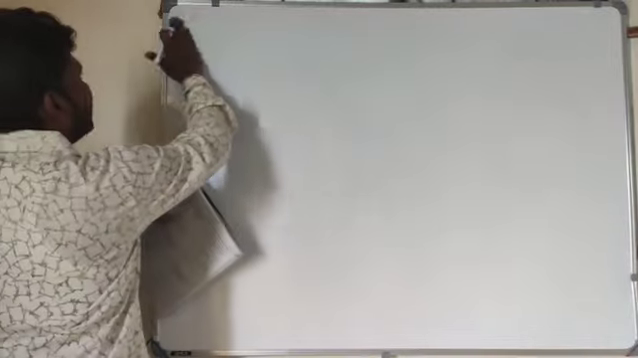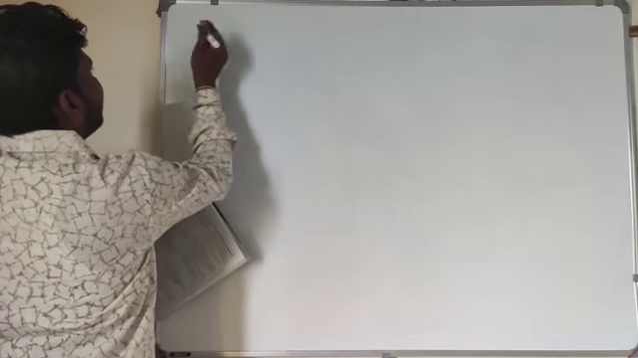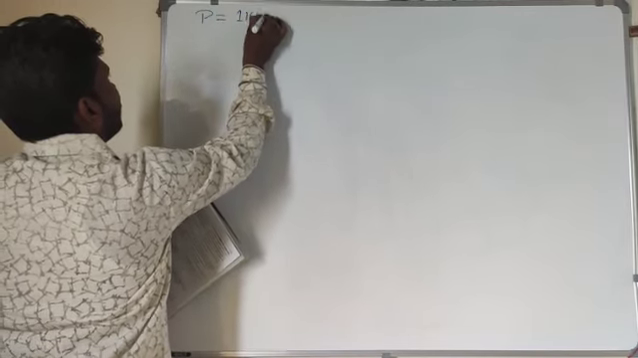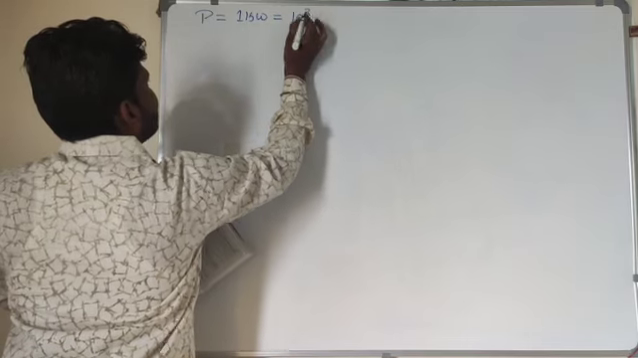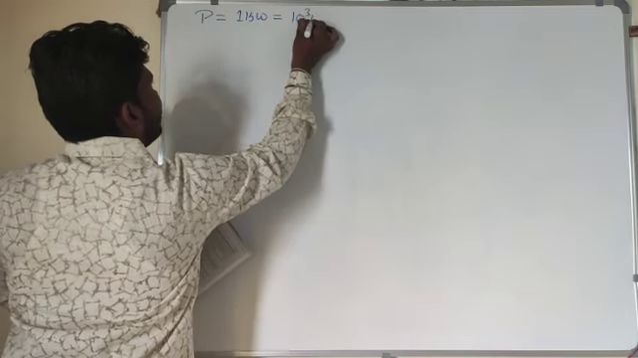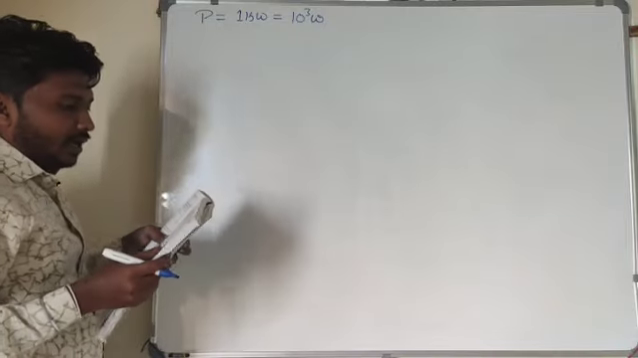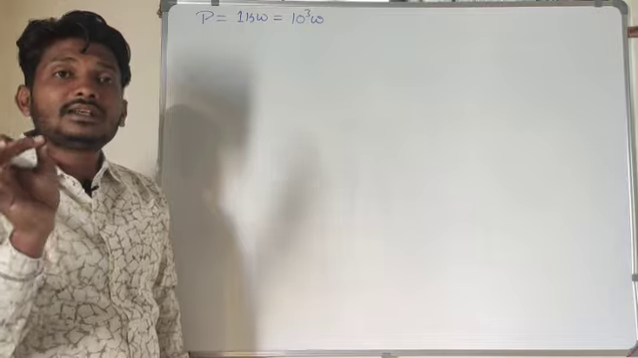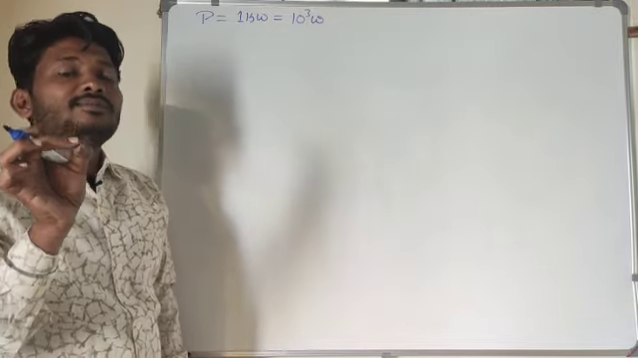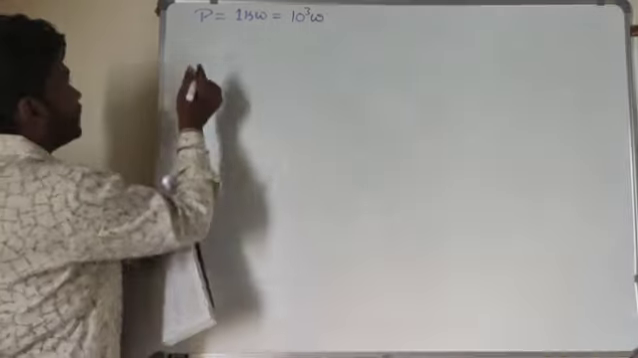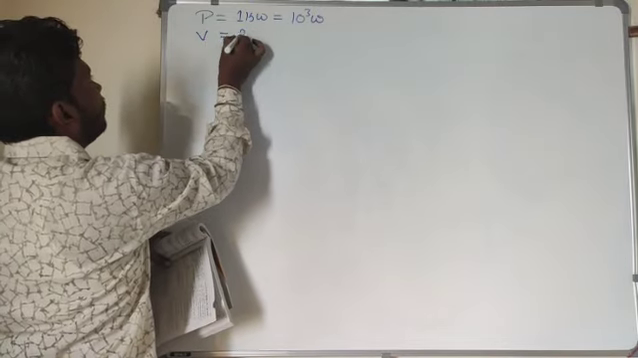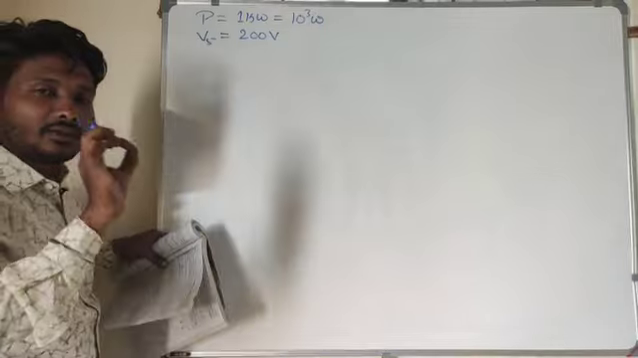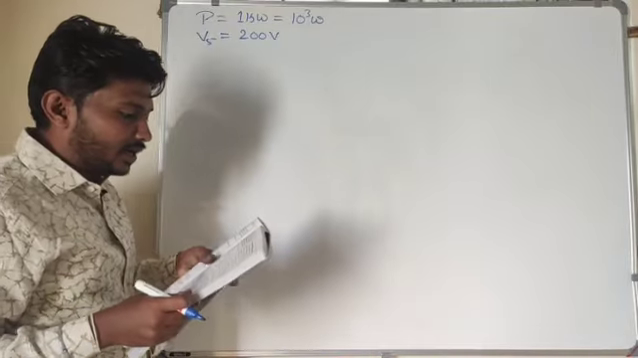One heater coil is there, and that heater coil has a power of 1 kilowatt, or we can consider 10 to the power of 3 watt. It is meant for 200 volts, which means the voltage they mention on that water heater. So the specified voltage on the water heater is 200 volt.